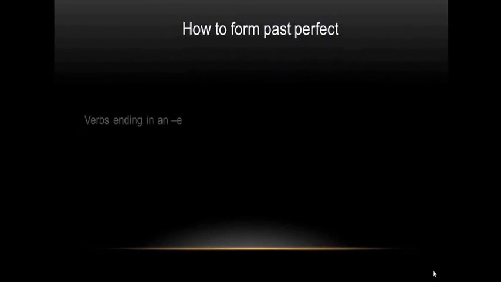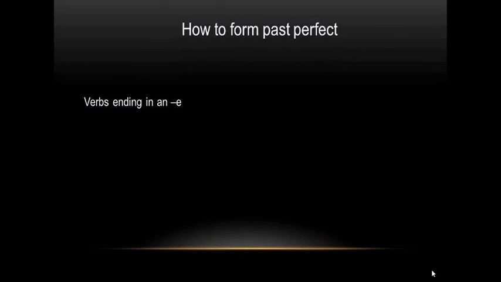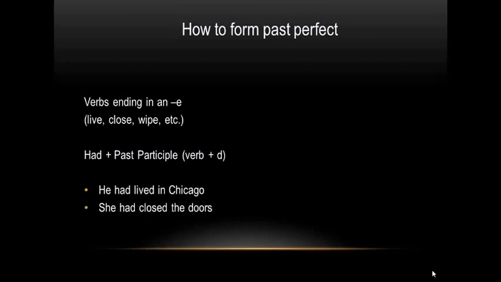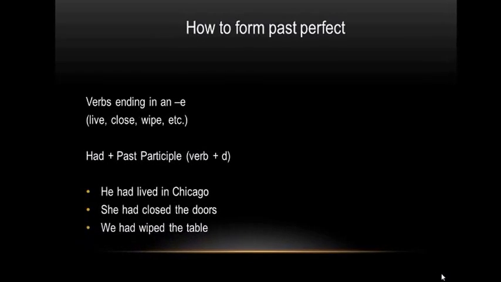As we continue on, we must pay extra attention to the verbs ending with the e, such as live, close, wipe, etc. We will use the auxiliary had plus the past participle, which will put the d at the end of the verb, such as he had lived in Chicago, she had closed the doors, we had wiped the table.